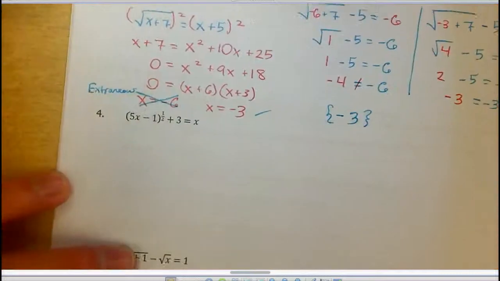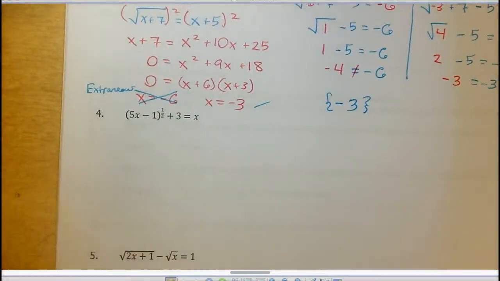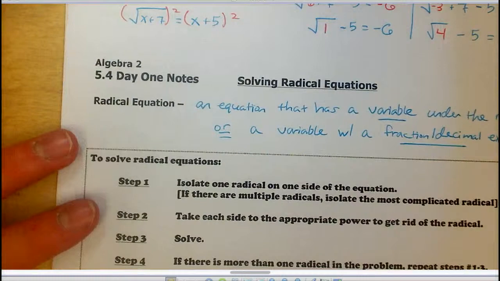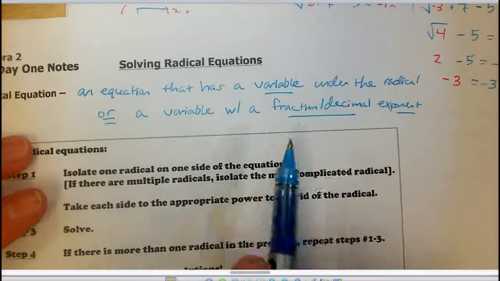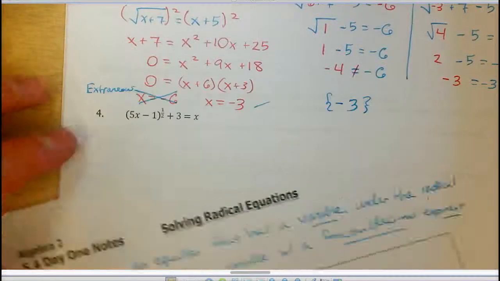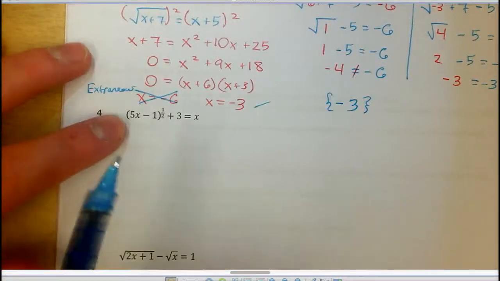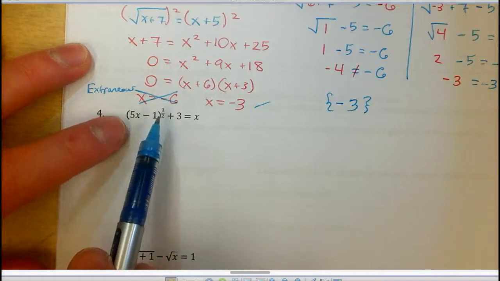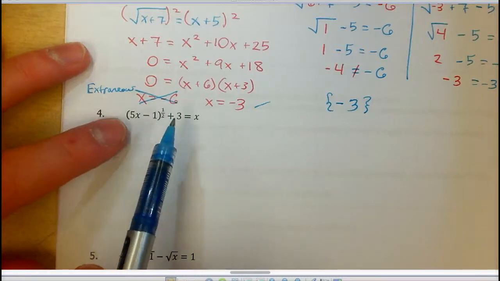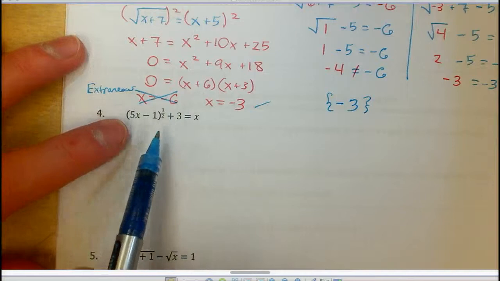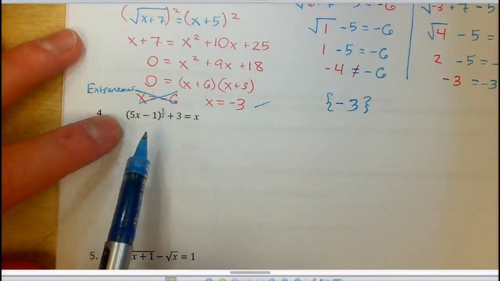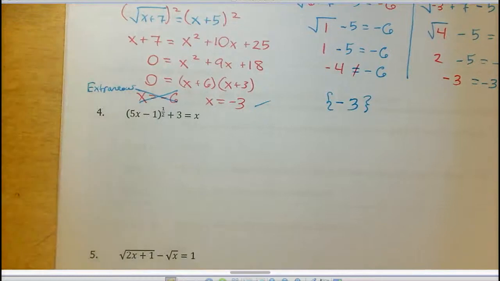Okay, number 4. This one doesn't look at first glance like a radical equation, but it really is. Remember, the definition of a radical equation is any equation that either has a variable under the radical or a variable with a fraction or decimal exponent. This one does have a variable inside a group of parentheses that has a fraction exponent. The 1/2 power, you remember from the last couple of videos, means the same thing as the square root of. So 5x minus 1 to the 1/2 is the same thing as radical 5x minus 1. So this is still a radical equation in disguise.